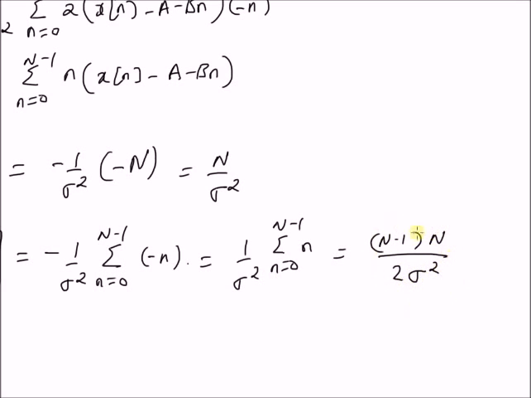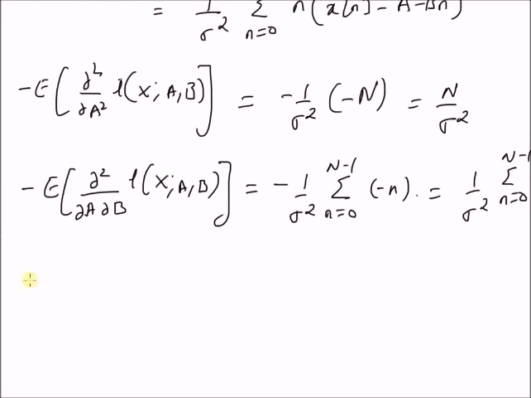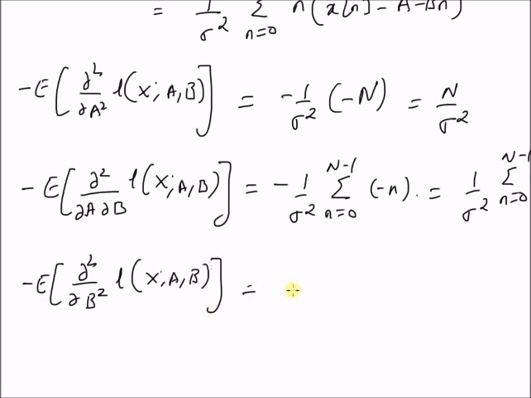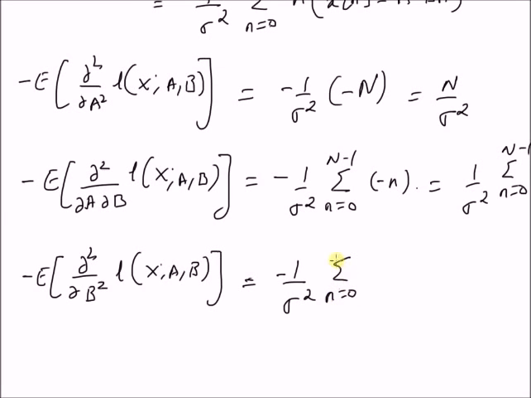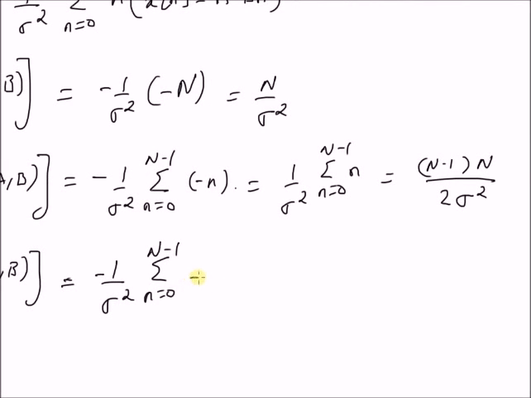So the off diagonal elements are n times (n minus 1) by 2 times sigma square. And then the final element, that is the element in the second row and second column, the expectation of the second derivative with respect to b of the log likelihood function, is equal to the negative expectation, of course, minus 1 by sigma square, that is the derivative of this term with respect to parameter b. So we have only one b term, so we have minus n square. The summation n equal to 0 to n minus 1, so the derivative is minus n square.